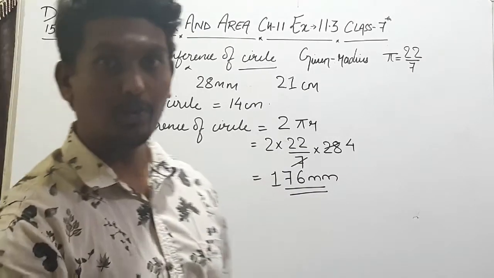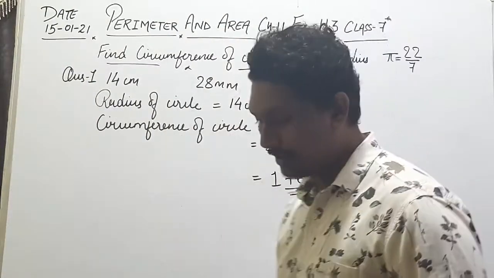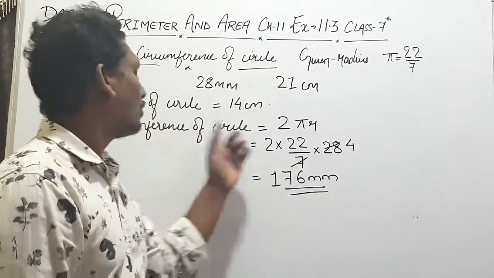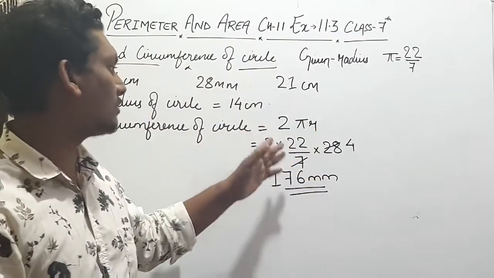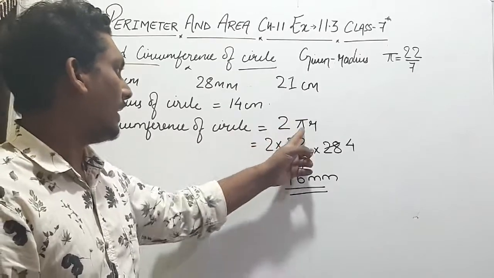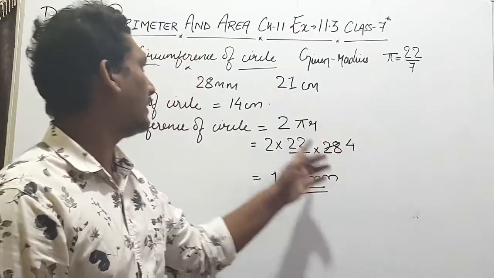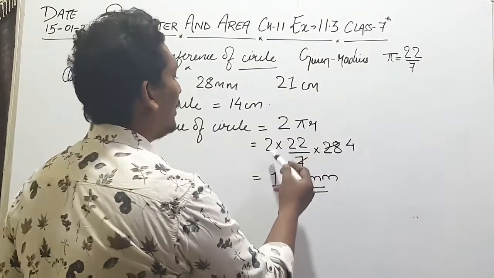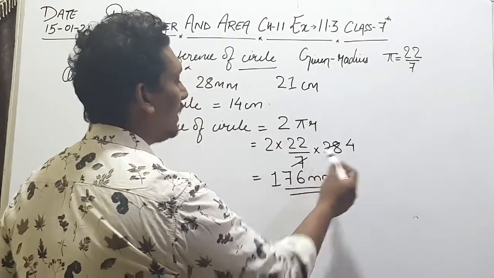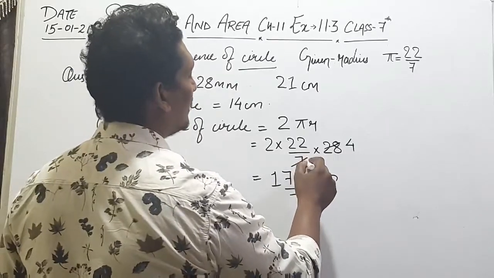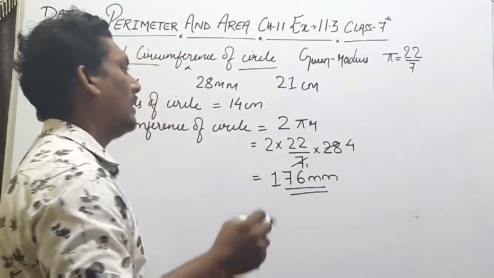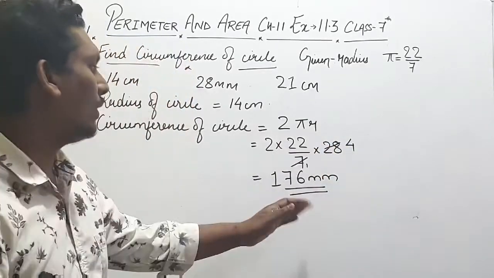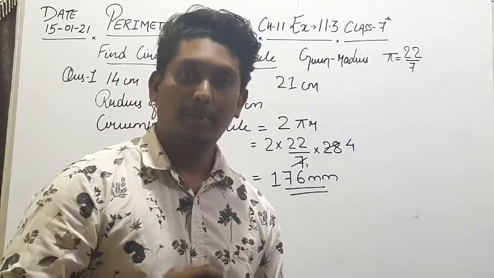Now come to the next one, that is 28 millimeter. In this question also we have to find the circumference. The formula is 2 pi r. What you have to do is just put the value of pi here, which is given as 22/7, into 28. So 2 into 22/7 into 28. Cut this: 7 fours are 28. Multiply 4 into 22 into 2, and you will get 176 millimeter.